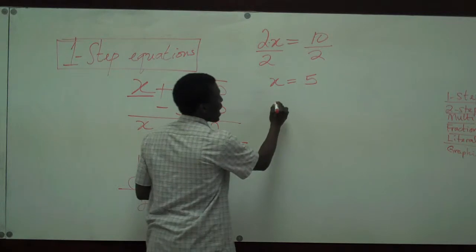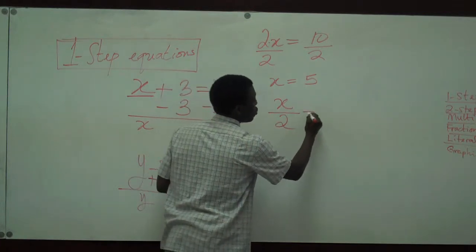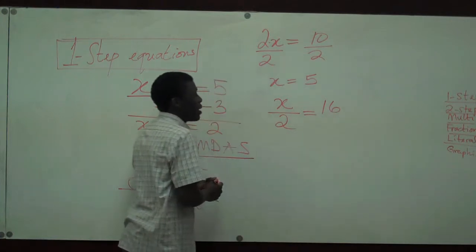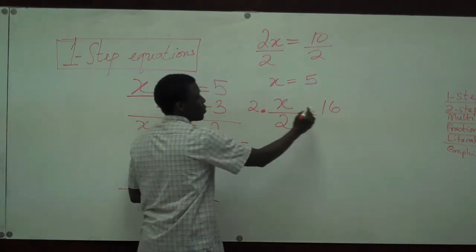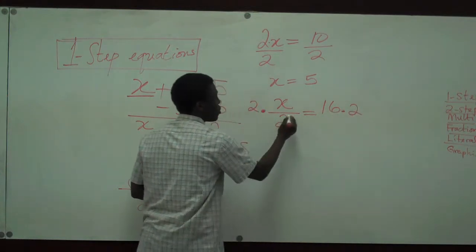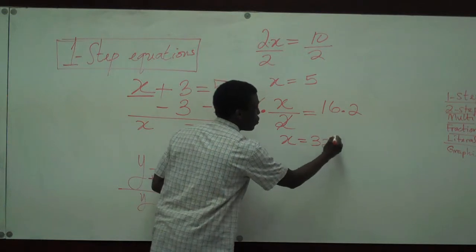And finally, one more before our final example: x over 2 is equal to 16. Well, the 2 is on the bottom, so I'm going to multiply both sides by 2. And so these 2's cancel, and x is equal to 32.